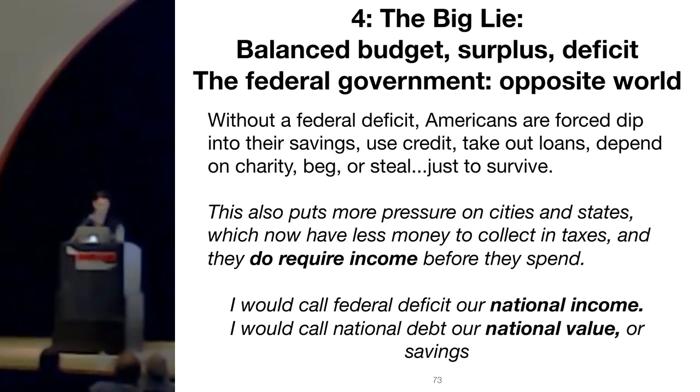Without a federal deficit, Americans are forced to dip into their savings, use credit, take out loans, depend on charity, beg and steal just to survive. And this puts pressure on states and cities who depend on that tax revenue from their citizens because they do need income. They are a currency user just like us. I would call the federal deficit our national income. I would call the national debt our national value or savings.